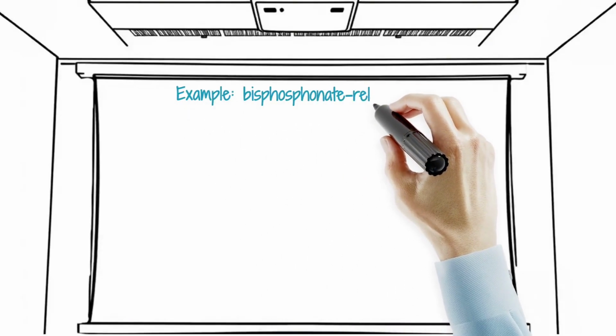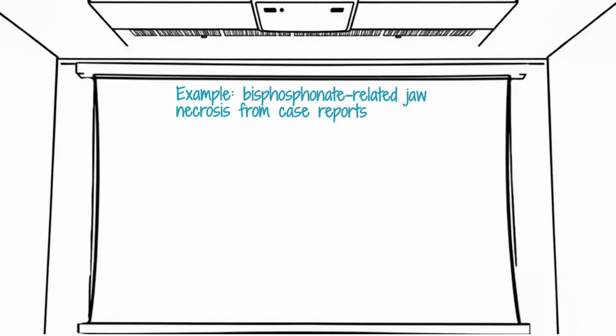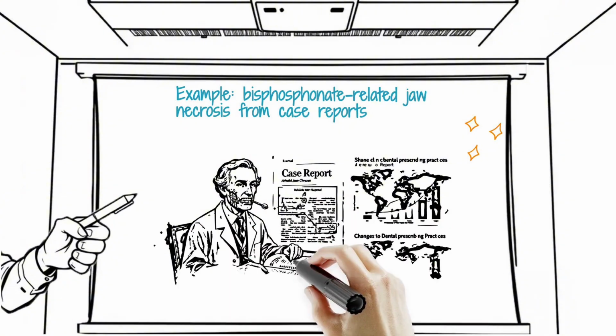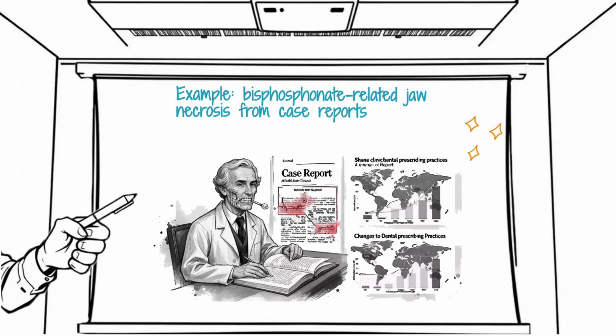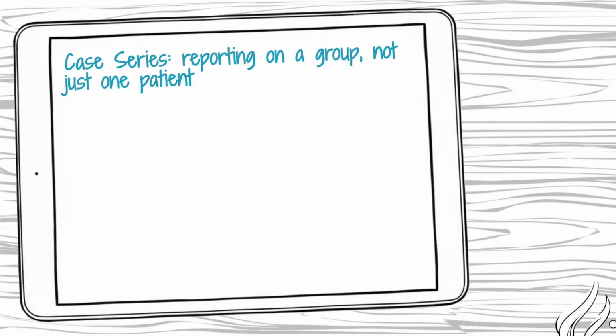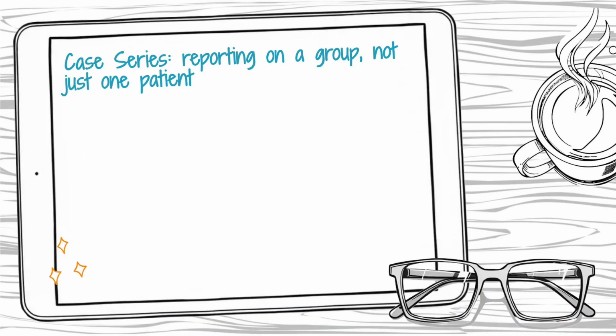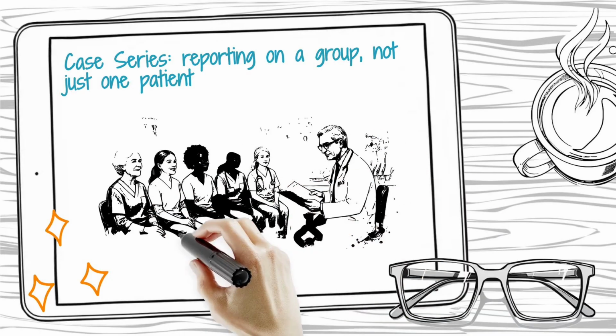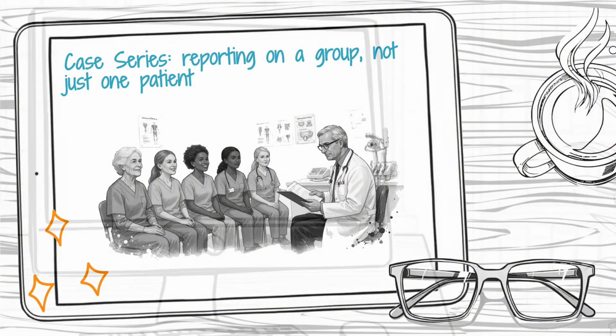Real example, the first descriptions of bisphosphonate-related jaw necrosis came from case reports. Before those papers, no one had made the connection. That single observation changed prescribing protocols globally. The case series, same concept as the case report, but now you have a group. 10 patients who develop peri-implantitis after using the same implant surface. 15 patients with unexpected soft tissue recession after a specific suturing technique.